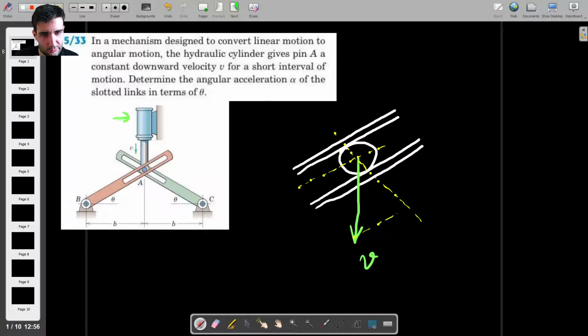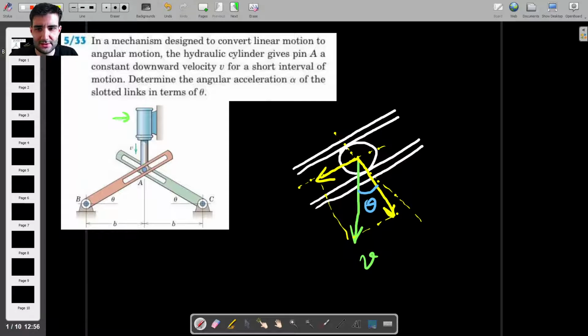One component is going to be perpendicular to the links, like this, and the other one will be parallel to the links. Okay, and we also know that this angle here, if you use a bit of geometry, you'll notice that this angle is the same as this angle theta right here, right? Which is given in this question. So we're asked to find the angular acceleration in terms of this angle theta. So that's known basically. Now, this means that this component of the velocity, which is perpendicular to the link, is v cosine theta.